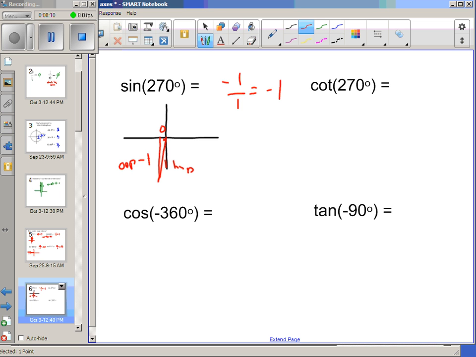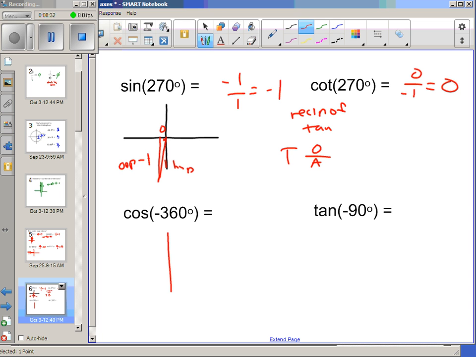Cotangent of 270 is going to be the reciprocal of tangent. So instead of opposite over adjacent, because that's our TOA, cotangent is adjacent over opposite. And so I'm going to do 0 over -1, and I get 0.